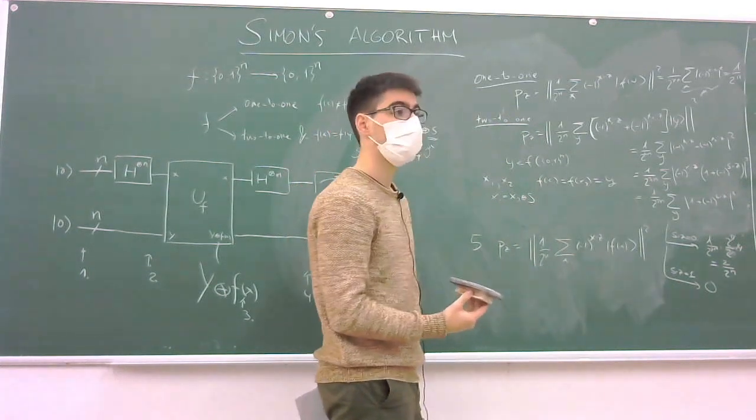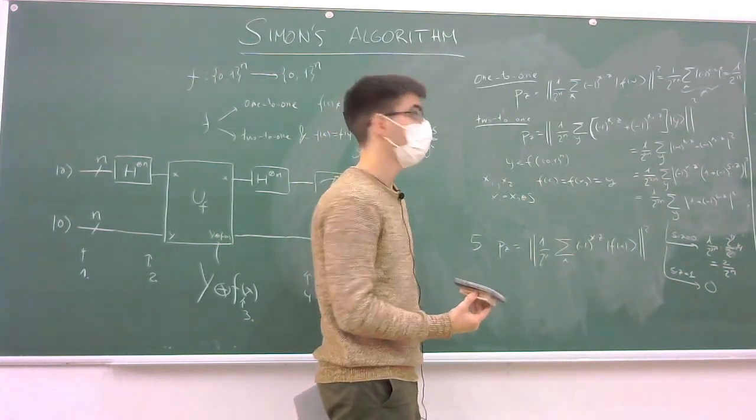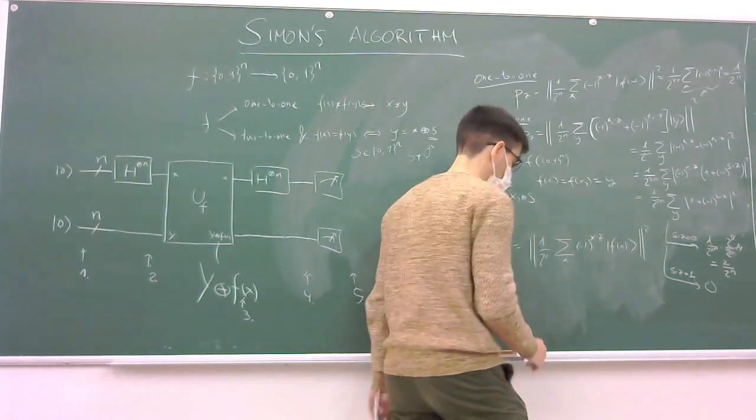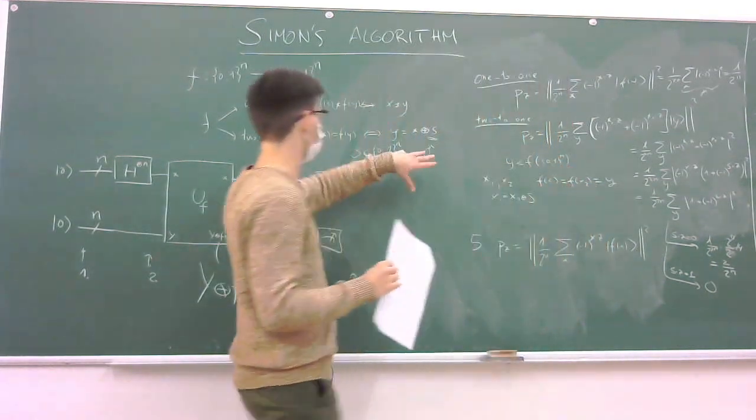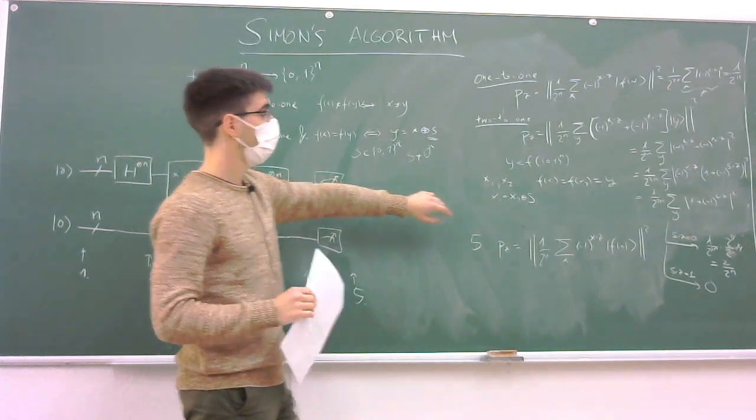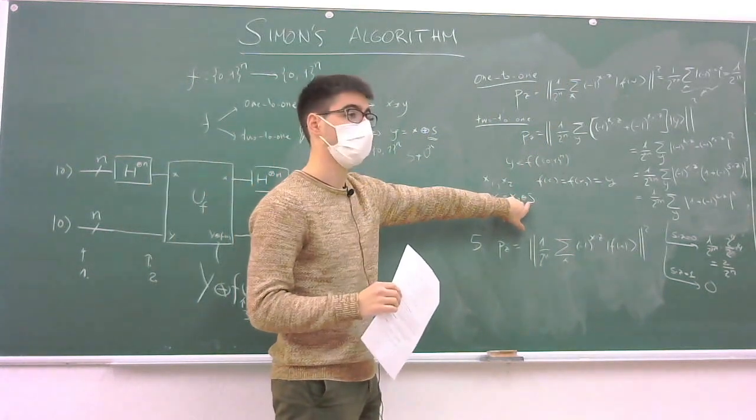Why is it evenly distributed? Because of this, mainly because of this property. As you can write the inputs.